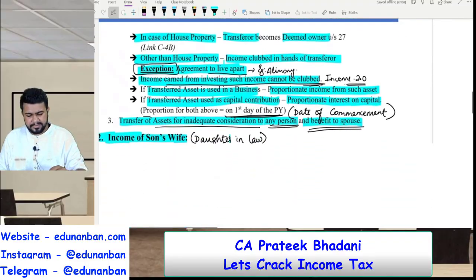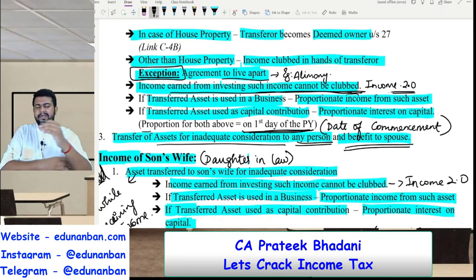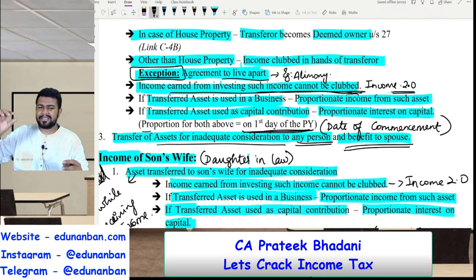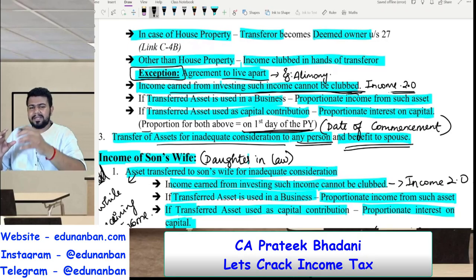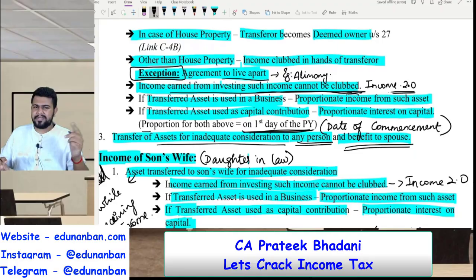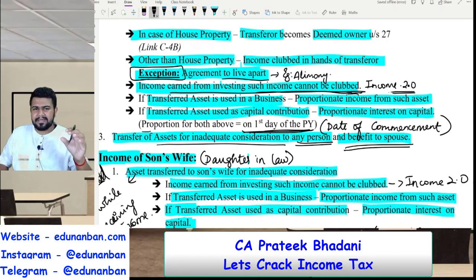Next: income earned by investing such income, that is, income from income. If I have transferred an asset to my wife and she receives income from the asset, it will be clubbed in my hands. Now, that income my wife receives, she invests in a fixed deposit and receives interest from it, which is income from income. She gets an income, and from that she earns even more income. Will this income, that is income 2.0, be clubbed? The answer is no, income 2.0 will not be clubbed.